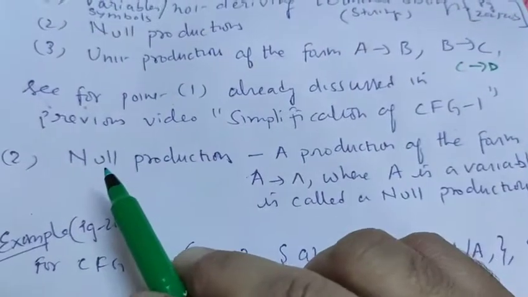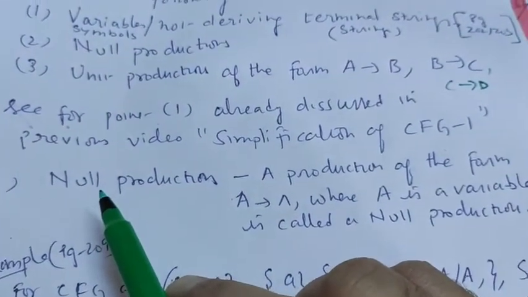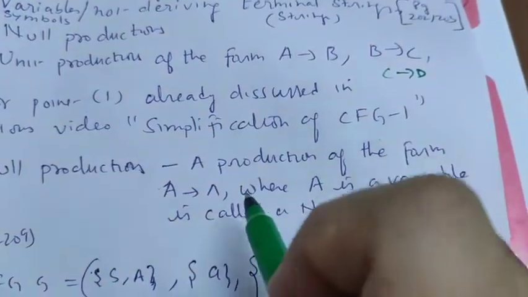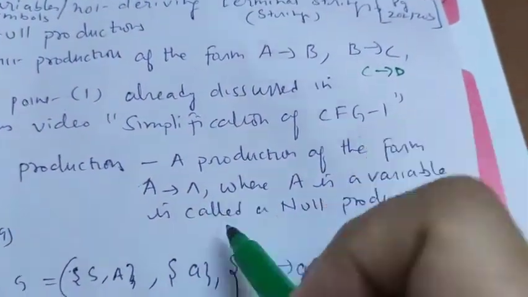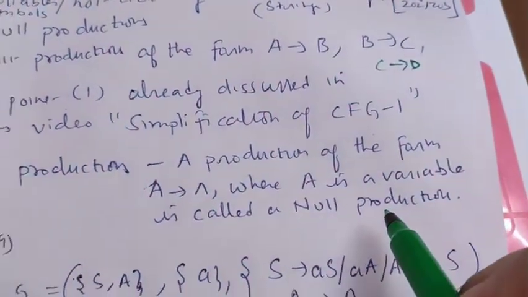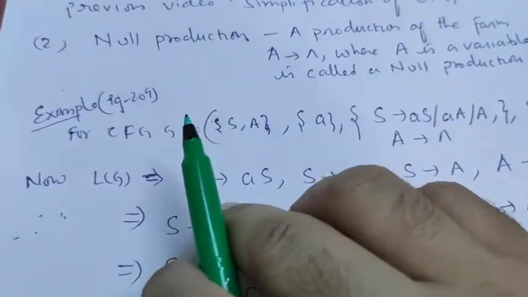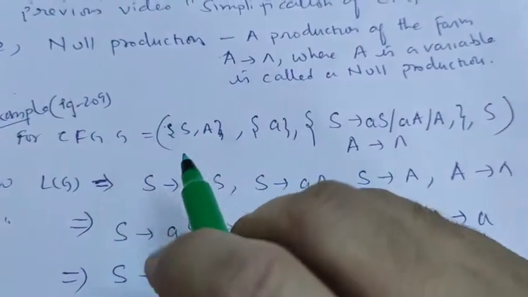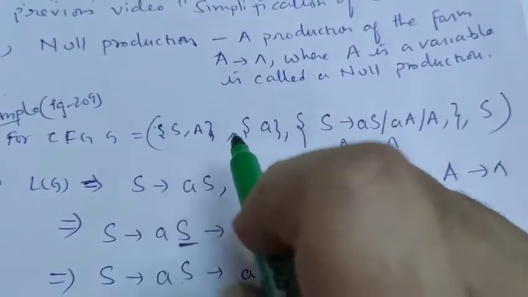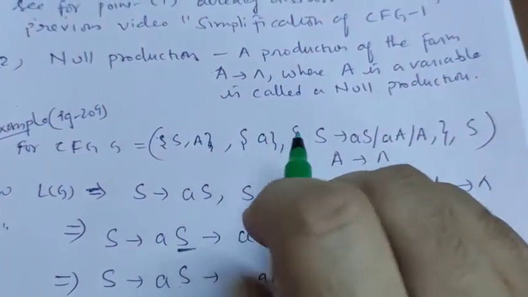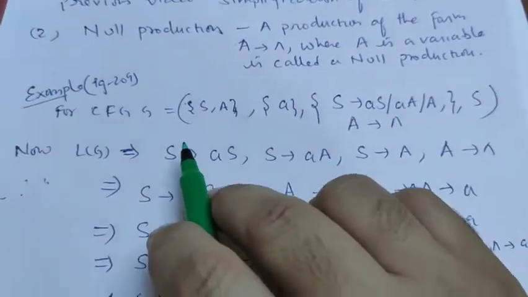Now for point number 2 in the simplification of context free grammar: what is a null production? A production of the form A to null, where A is a variable, is called a null production. Let's see an example shortly. Example, page number 209. For a CFG G we have V, sigma, P and S. Now what is P? P is already given.